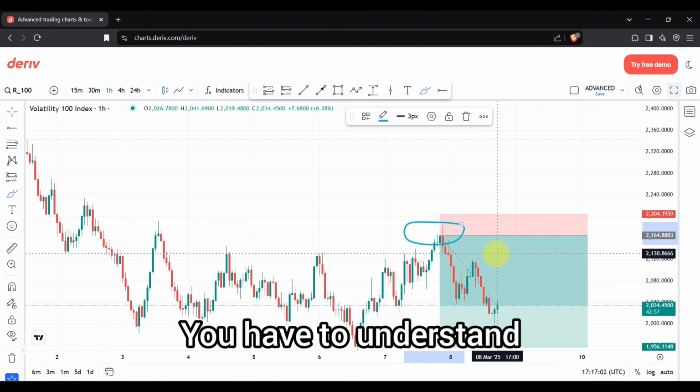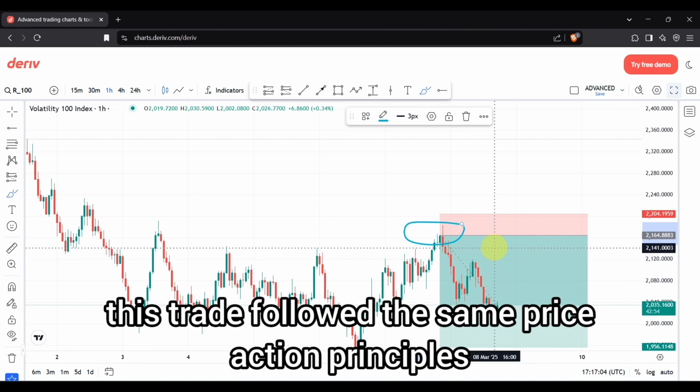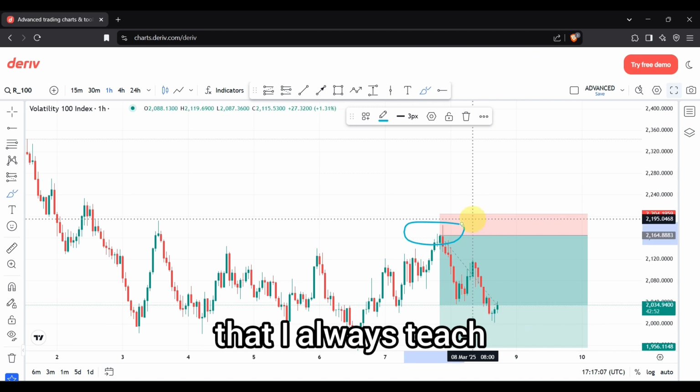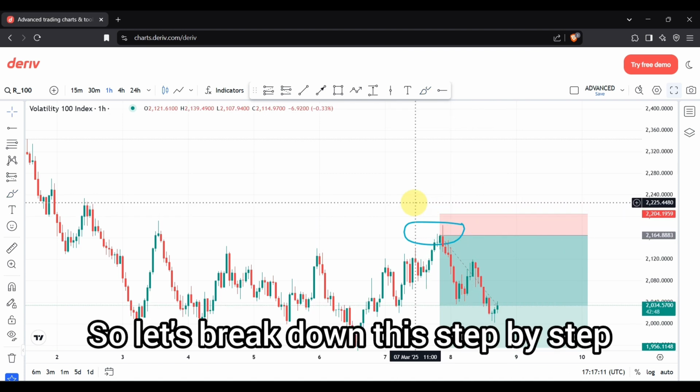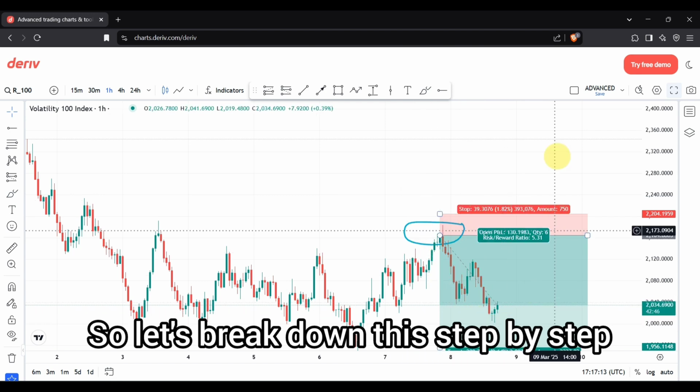You have to understand this trade followed the same price action principles that I always teach. No magic, just logic. So let's break this down step by step.